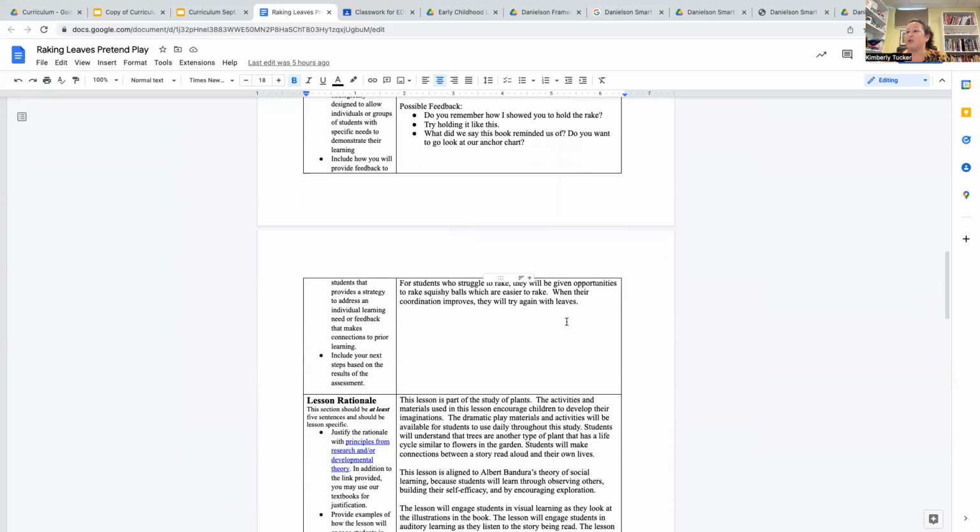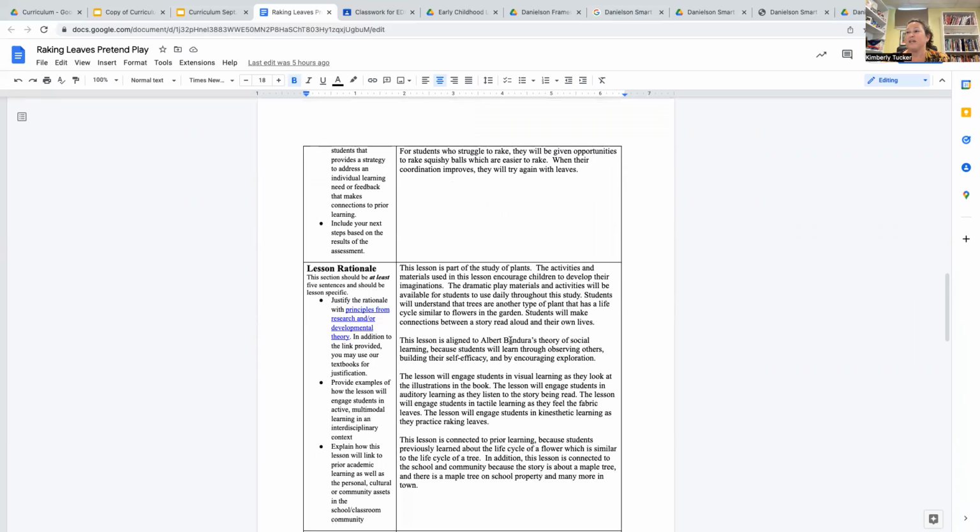And for students who struggle to rake, because then we have to also include next steps based on our assessment results. So for students who struggle to rake, they'll be given an opportunity to rake squishy balls instead of the leaves. And when their coordination improves, then we'll move to the leaves again.